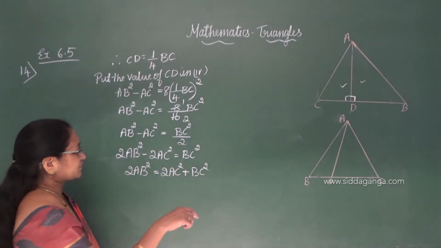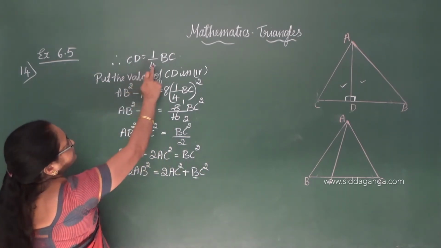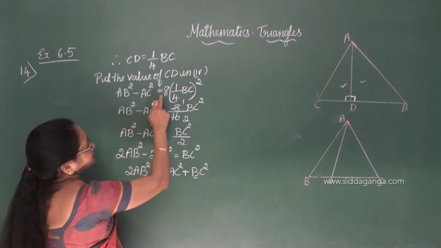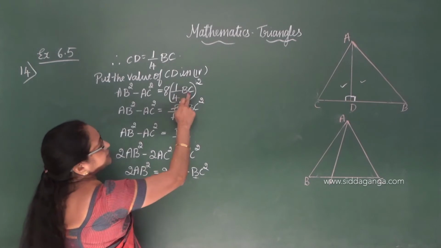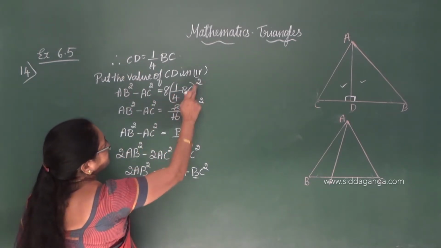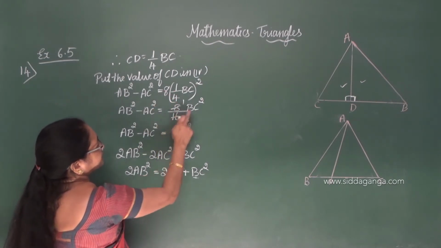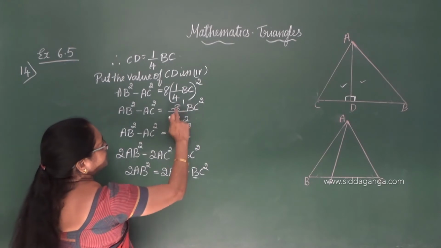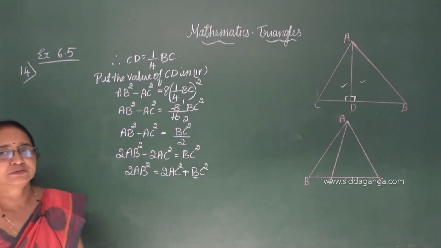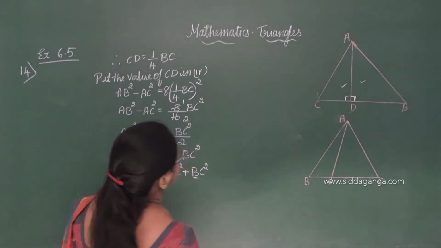So for the main equation we have to replace CD. CD is equal to 1 by 4th of BC. So what I did, AB square minus AC square is equal to 8 into CD square it was. So CD I replaced by 1 by 4th BC square. So 4 4s are 16 and this 8 BC square. Now 8 1s are 8, 2s are 16. So when you cross multiply you will get this. Okay, I hope you understood this. So let us move on to the next one.